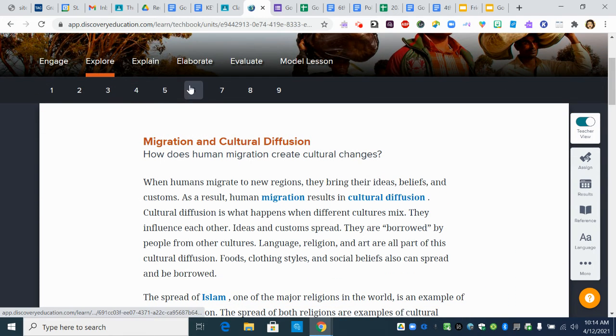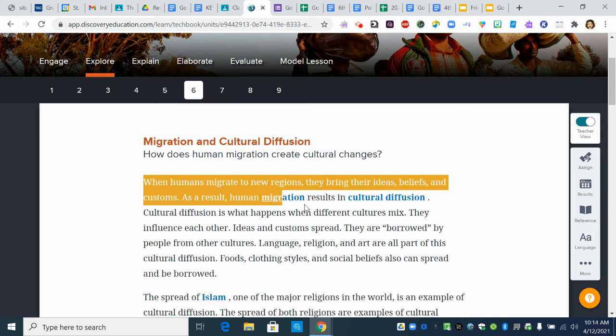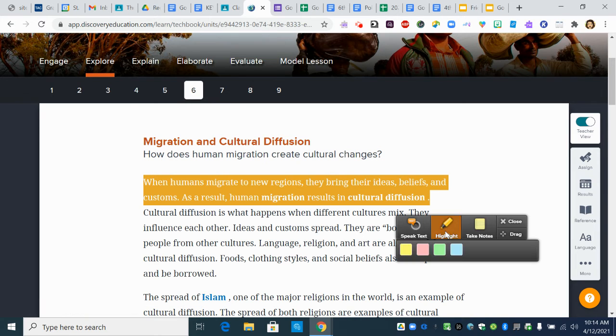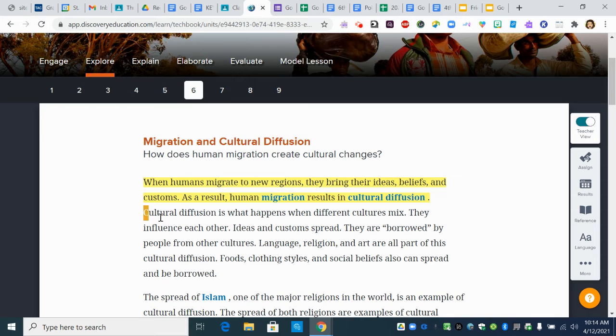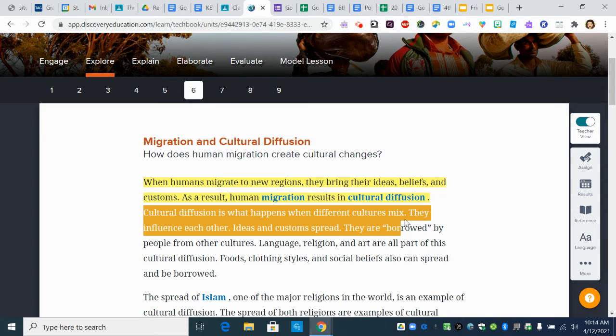Now we went to the next page. Explore Section 6 is about migration and cultural diffusion. How does human migration create cultural changes? When humans migrate to new regions, they bring their ideas, beliefs, and customs. As a result, human migration results in cultural diffusion. Cultural diffusion is what happens when different cultures mix.